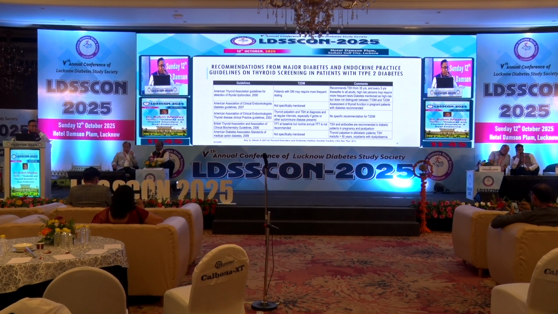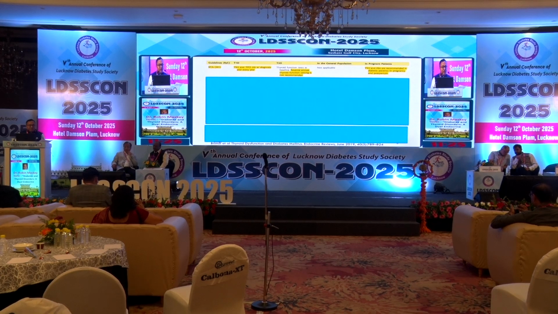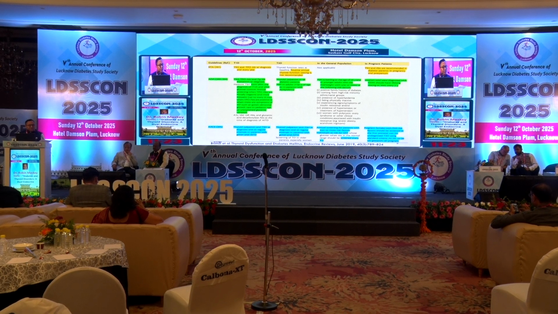So what is the recommendation of major diabetes and endocrine practice guidelines on thyroid screening in patients with type 2 diabetes? Since 2000, the guidelines have been changing, from ATA, AACE, to the British Thyroid Association, and various recommendations have come since then. Recently, in 2019, the British Thyroid Association recommended that you can do TSH and TPO antibody as a diagnosis in type 1 diabetes every year. In type 2 diabetes, routine annual thyroid testing is not recommended. You can only do thyroid testing if you suspect a thyroid disorder in the patient.